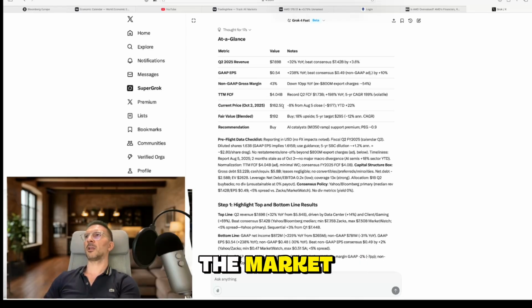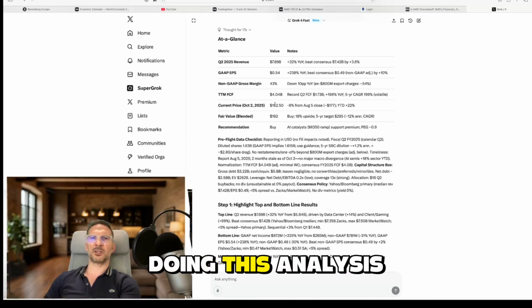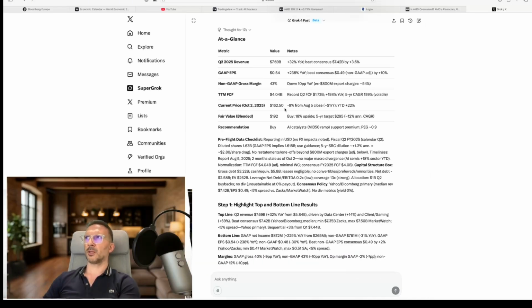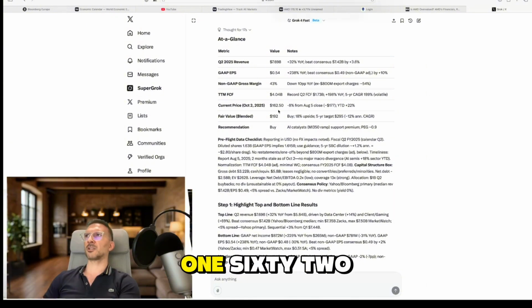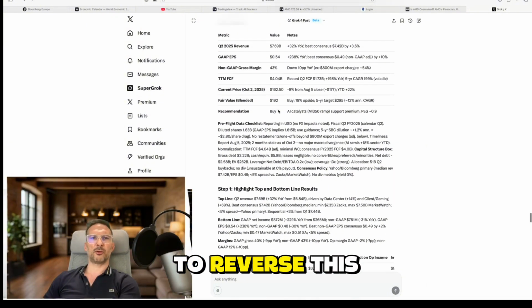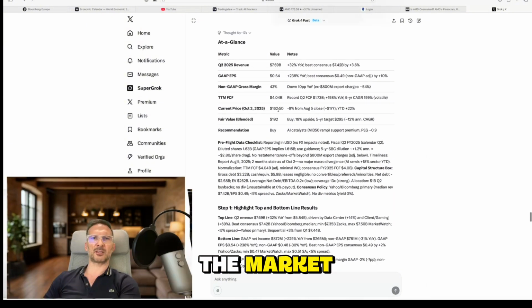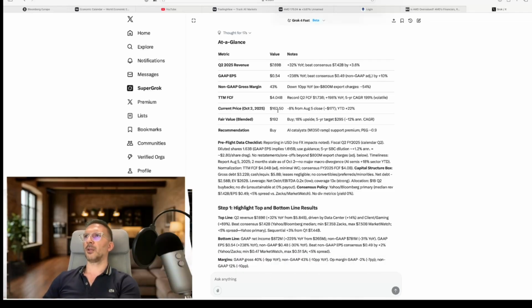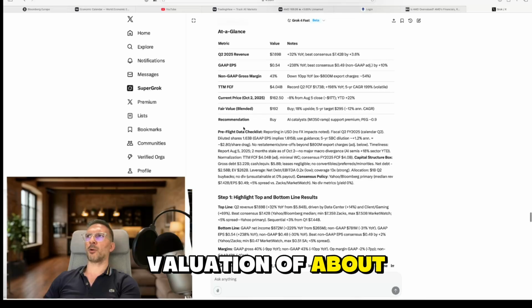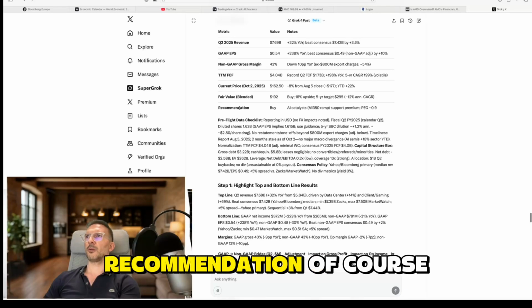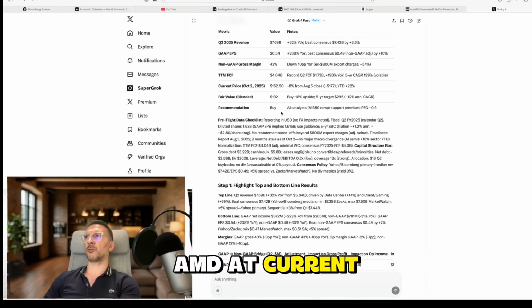Current price on the market, 162 at the time that I was doing this analysis. Today it is 170. It's not a big difference, so we're going to stick to the 162 current price to reverse DCA and see what assumptions the market makes to value it at 162, or even 170 today. We arrive at a fair valuation of about 192. Recommendation, of course, is to buy AMD at the current valuation.